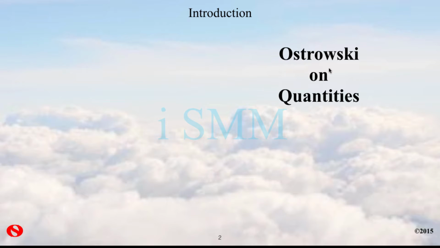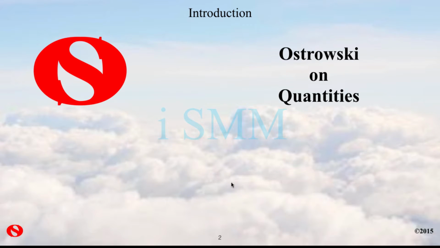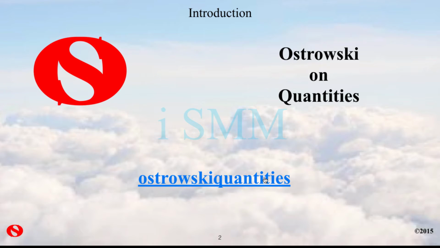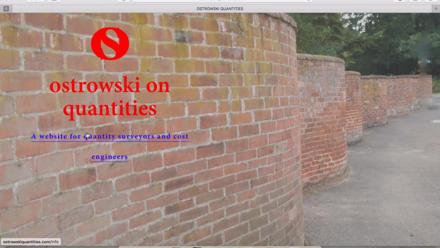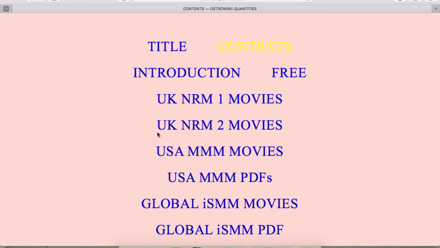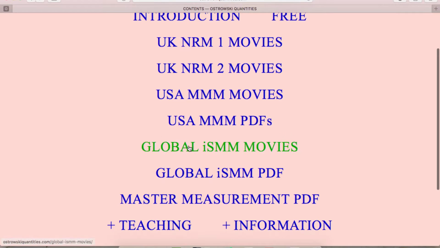First place to go to is the website, Ostrowski on Quantities. Here it is, Ostrowski Quantities is the address, and when you go there you can see the items that are available on the website. And the new items are here: the Global ISMM Movies, the Global ISMM PDF, and the master measurement. That's the example using the new ISMM measurement method.